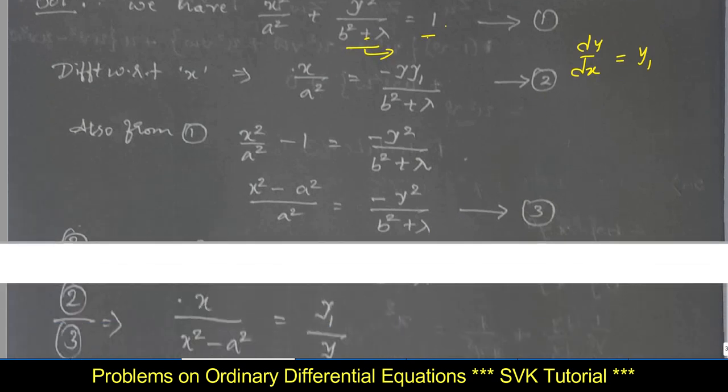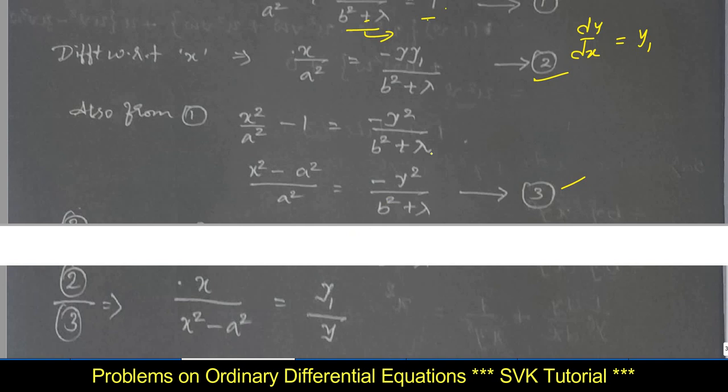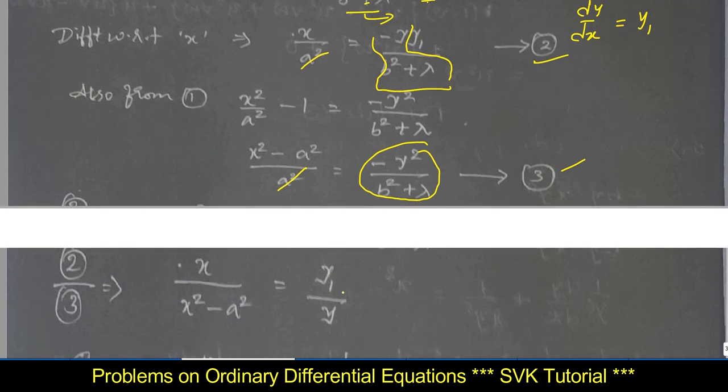Now dividing equation 2 and equation 3, on the right hand side of both equations we have a common term, y by b square plus lambda. It can be cancelled. So you are left with y a square; x square gets cancelled, a square gets cancelled. You are left with x by x square minus a square, minus minus gets cancelled. So therefore you are left with y1 by y. This is the left out term.